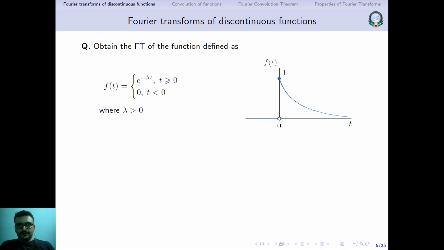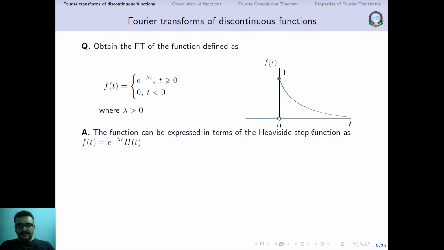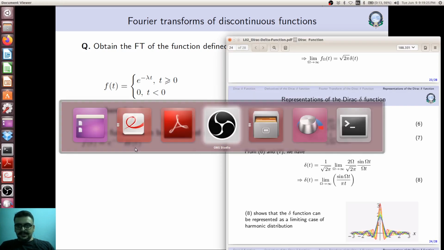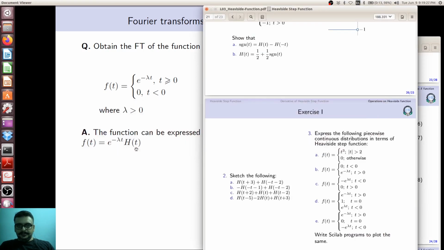If you go back to my lecture on the Fourier transforms, you'll find that we had done an exercise on the Fourier transform of an exponential function. So this is actually the same result we will obtain here also. Now we have to find the Fourier transform of this one. So how do we proceed? We can express this function in terms of the Heaviside step function, like this. And I had given you an exercise in the previous lecture.